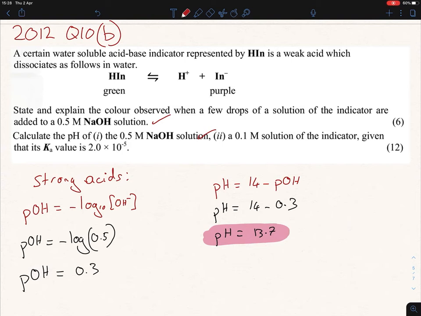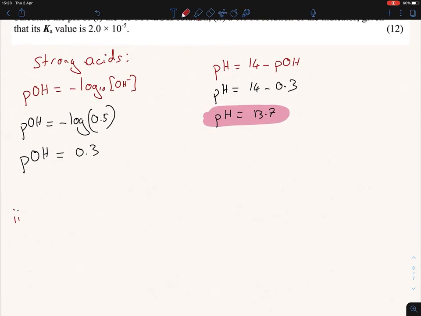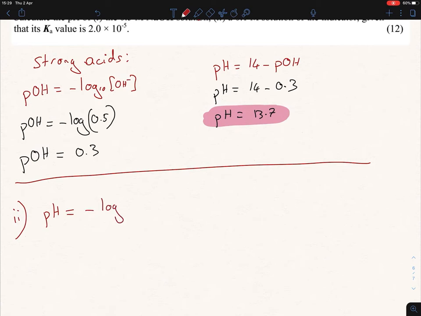Now next to it, you're asked to calculate the pH of a 0.1 molar solution of the indicator, and you're given a Ka value. First things first, we know that the indicator we're dealing with is a weak acid, and that's obvious because you're given a dissociation constant for the acid, the Ka. So we just come back down here, and I'm going to write down part 2 just to keep things separate. And we have a slightly different formula, so the pH equals minus log to the base 10 of the square root of your Ka multiplied by your molarity, which gives the H plus ion concentration.